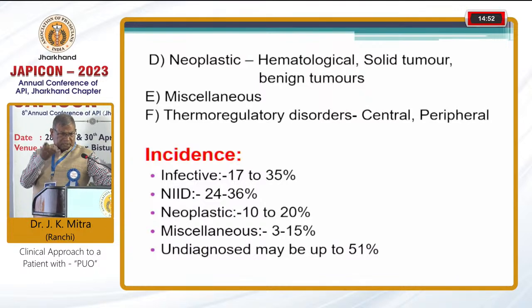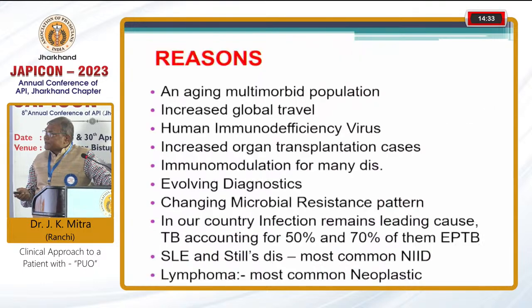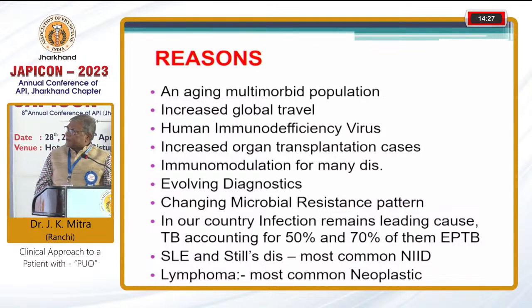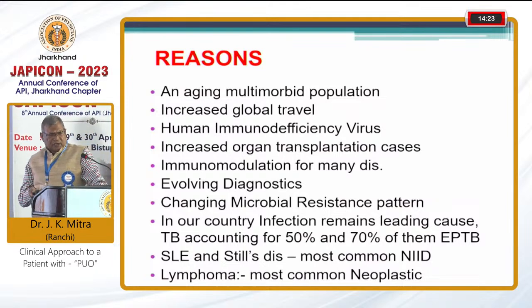If we talk about the incidence of pyrexia of unknown origin, infective is 17 to 35%, and non-infectious inflammatory disease 24 to 36%. Neoplastic accounts for 10 to 20%, miscellaneous 3 to 15%, and undiagnosed may be up to 51%. So why is pyrexia of unknown origin increasing, and why are we coming across more cases of pyrexia of unknown origin, fever lasting for 3 weeks or even more?